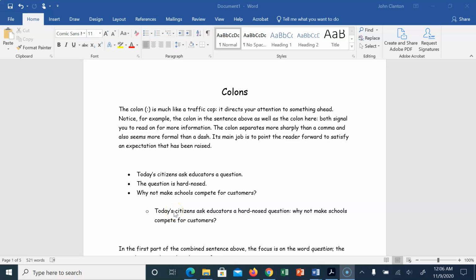Hi class, so this week we are going to review colons, how to use those, when the appropriate time is. So let's go ahead and read through this.